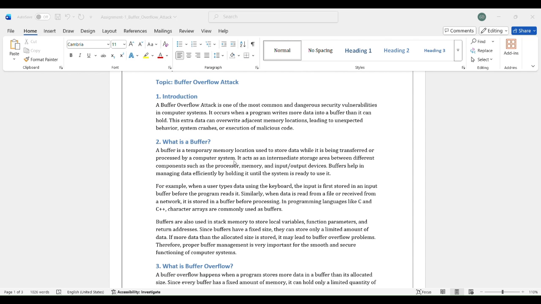3. What is buffer overflow? A buffer overflow happens when a program stores more data in a buffer than its allocated size. Since every buffer has a fixed amount of memory, it can hold only a limited quantity of data. When this limit is exceeded, the extra data flows into nearby memory locations that are not meant to store it.